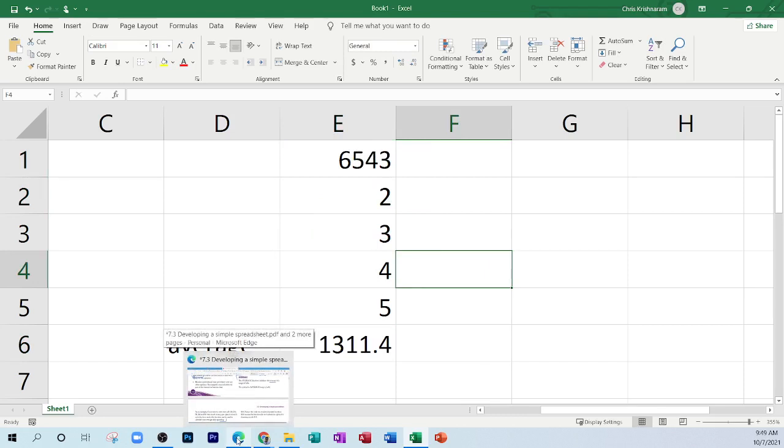Great. So you guys following on the average function? Yes, sir.